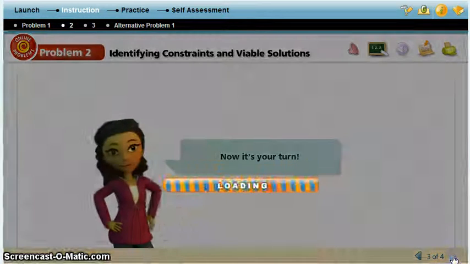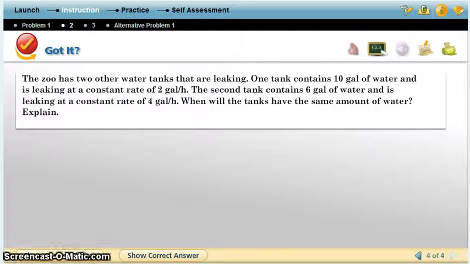So now it's your turn. I want you to take a look at this example. Again, this is similar to the last one, except this time the two tanks that you have are leaking. So the first tank contains 10 gallons of water, and it's leaking 2 gallons every hour. So it's not adding water like we were in the last one. We're actually subtracting water. We're losing water in this problem. And the second tank is starting out at 6 gallons. And it's also leaking, but it's leaking at a rate of 4 gallons per hour.